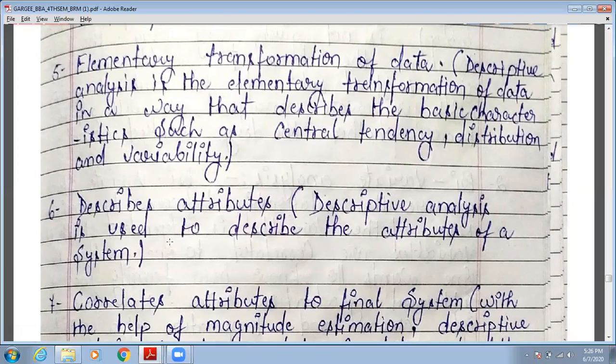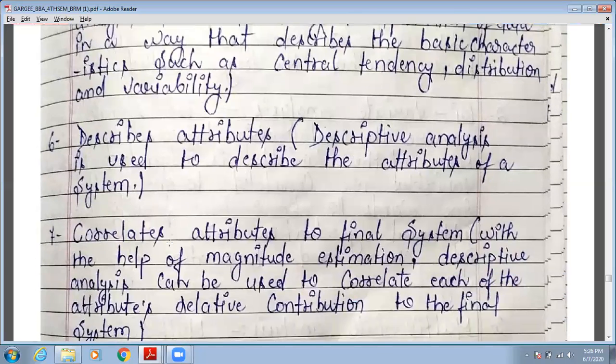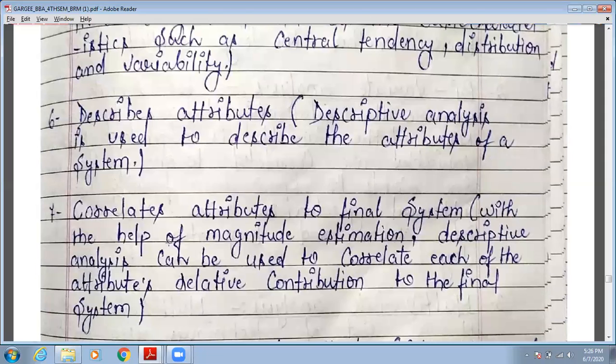So what is the attributes of a data or of a system? Then descriptive analysis also describes the attributes of that data or that particular system. Then correlate attributes to the final system. So I have already told you, जब भी आपको कोई डेटा गिवन होगा और आप उसको क्वांटिटेटिव फॉर्म में लिखेंगे, कोई भी डेटा को अगर आप क्वांटिटेटिव फॉर्म में एनालिसिस करेंगे, प्रेजेंट करेंगे, तो it's easy to correlate, or it is easy to correlate that data from others.